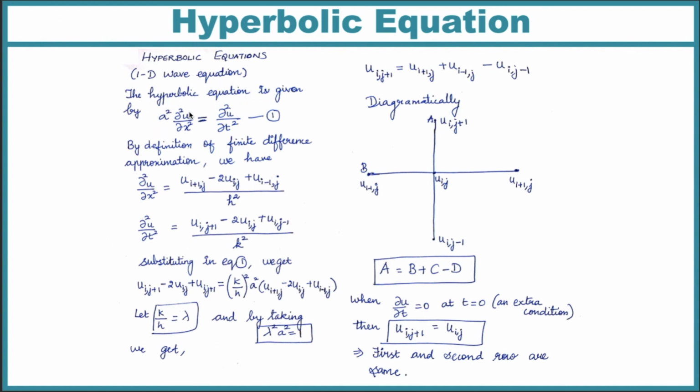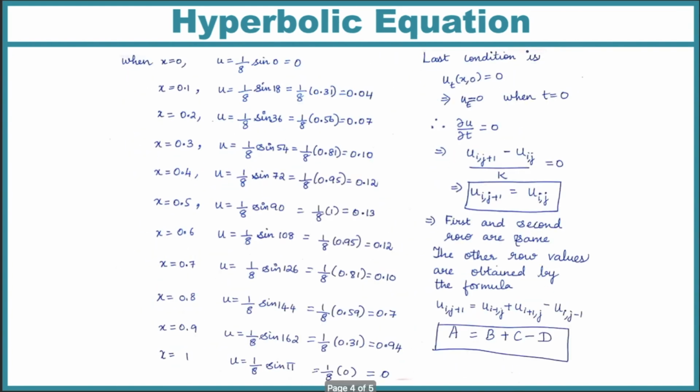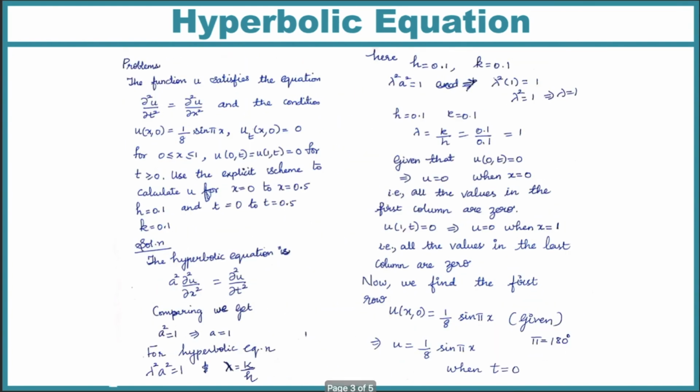That is a square del square u by del x square is equal to del square u by del t square, and the formula is A is equal to B plus C minus D. And therefore we get it. We have seen how to do a sum, given that if they have given explicit sum, and if they have given u t of x comma 0 is equal to 0, that is del u by del t equal to 0 when t equal to 0. With that we have seen the problem.